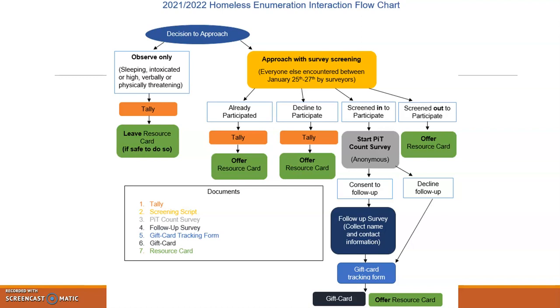After the PIT questionnaire is complete, you will use a separate questionnaire to collect participants' name and contact information if they would like to receive follow-up information about services and supports related to housing. Finally, the surveyor will continue to the gift card tracking form and present the participant with a gift card and offer a community resource card.